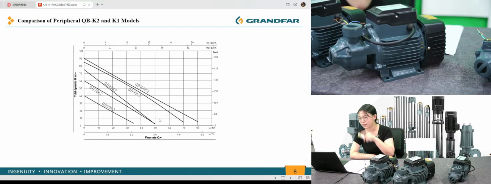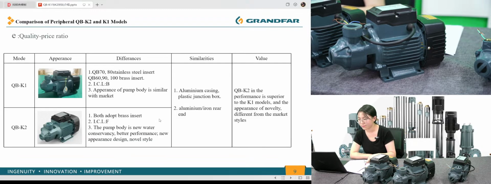And this graph is a clearer graph to let you see the specific performance parameters. You can see the performance lines of these 5 kinds of products in this graph. The last part is their quality price ratio. That is to say, why you can choose our new product. I will make a clear classification in this graph.